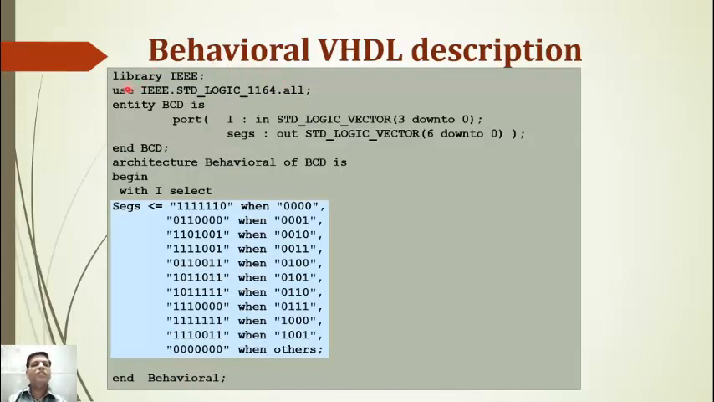In the behavioral VHDL description, again library IEEE, use IEEE.std_logic_1164.all. Entity BCD is port I in std_logic_vector 3 down to 0 and segment out std_logic_vector 6 down to 0. So I0 to I3 is there and A to G is there. End BCD. Architecture behavioral of BCD is begin with I select. Segments is less than or equal to, according to the truth table, we are defining that particular segments. If all bits are 1, only G is 0.